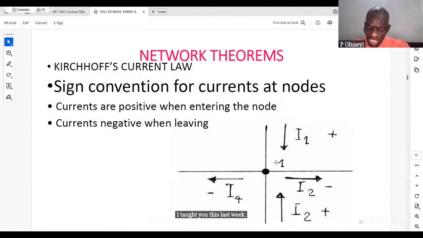Remember that when current is going into a node, we take it as positive. When current is leaving a node, we take it as negative. So because I1 is entering the node, we call it positive. Because I2 is leaving the node, we call it negative. In another case, I2 is entering into the node, we call it positive. When I4 is leaving the node, we call it negative.